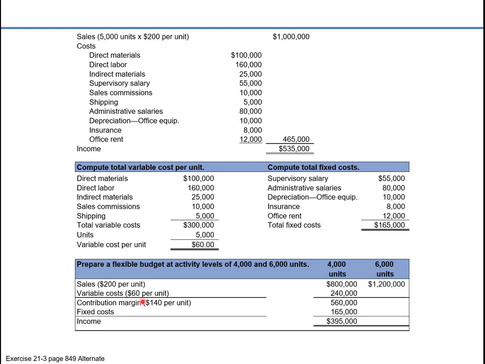At the 6,000 unit level, again, we'll take 6,000 units times 200 and then 6,000 units times 60. Subtract to get the contribution margin, subtract our 165 fixed cost. And if we sell 6,000 units, we will have income of 675,000.